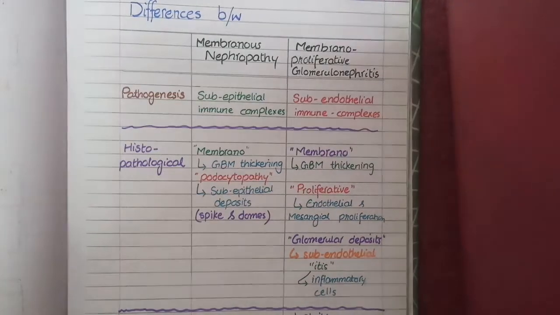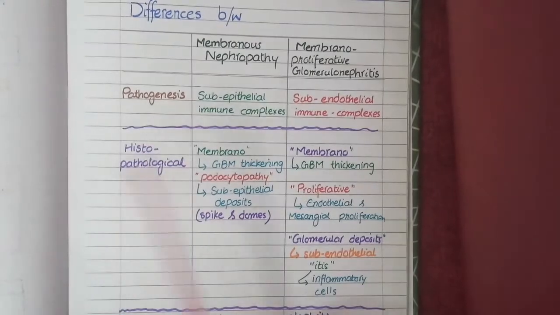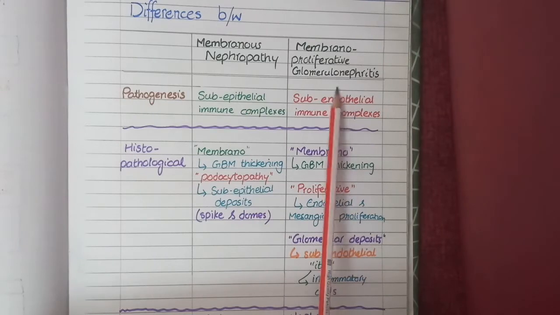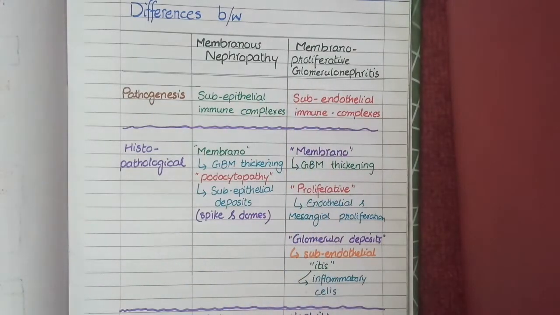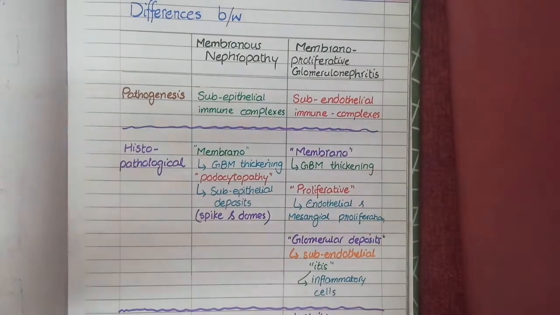In this video, we will briefly discuss the differences between membranous nephropathy and membranoproliferative glomerulonephritis. In exams, they commonly ask you to explain the difference between these two diseases, and this is also important for conceptual understanding of these two diseases, whose names appear similar, but they are actually very different.